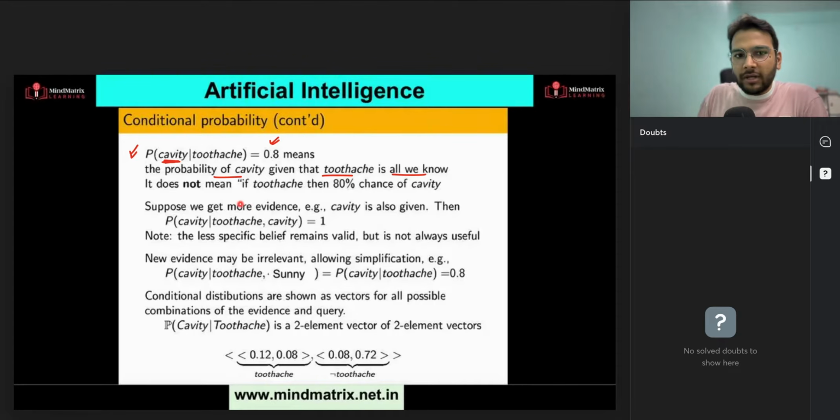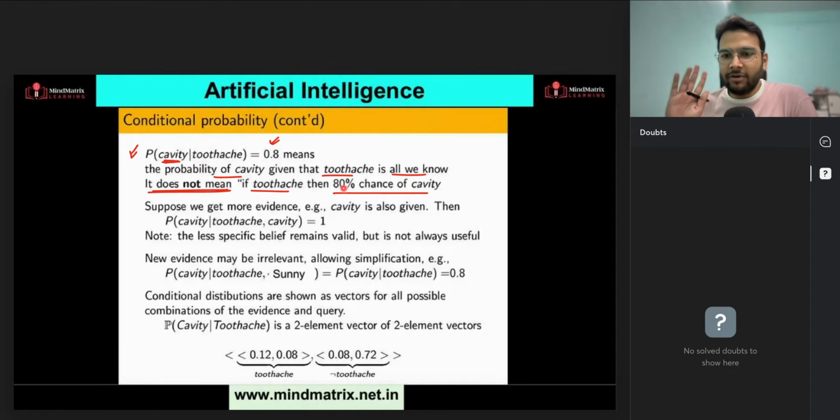This we understood, but this line is also very important. Carefully read this. But it does not mean if toothache, then 80% chance of cavity is there. All of you know what is cavity, right? Or like daat mein keeda lagna, we call it as cavity, right? Simple. So it does not mean if toothache is there, then 80% chance of cavity.